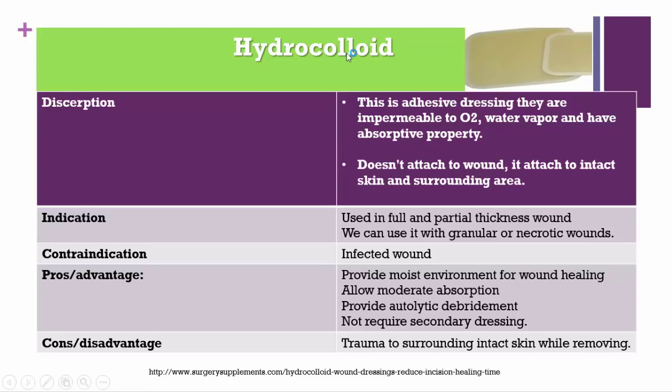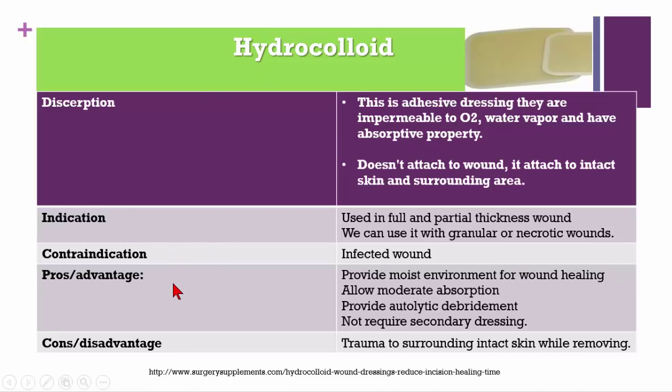What is the indication for hydrocolloid dressing? Let's see. It is used for full thickness and partial thickness burn wounds. We can use it with granular or necrotic wounds. What is the contraindication for hydrocolloid dressings? An infected wound is always a contraindication for hydrocolloid dressings.